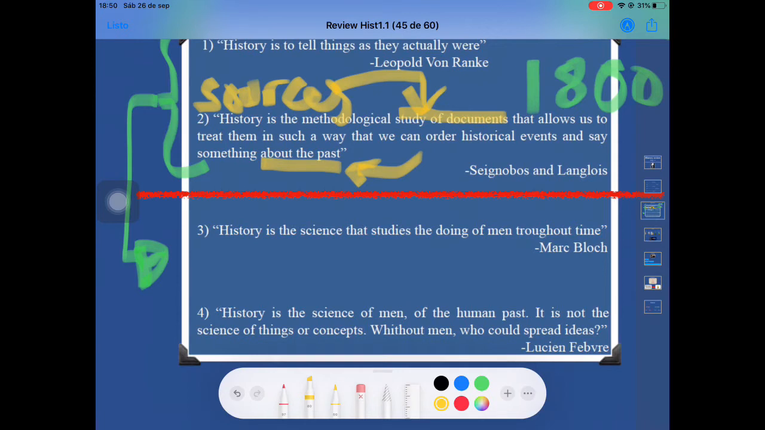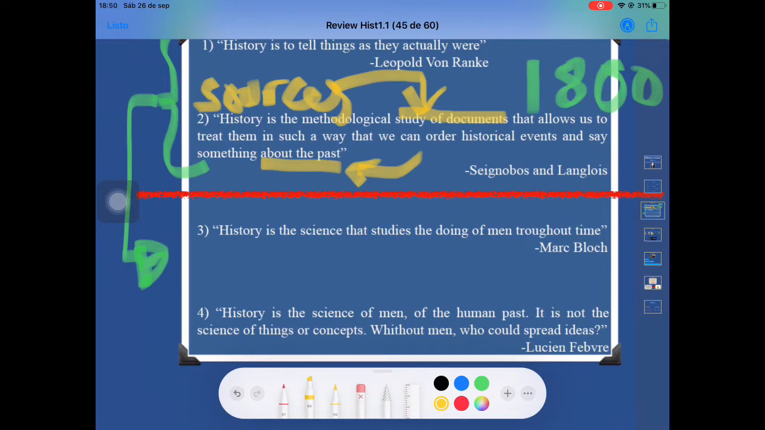Then we are going to come to the third definition, that is the definition that we are going to be using throughout this year, the definition from Marc Bloch. This is our definition, but you also need to be able to tell why it is the definition that we're going to use. Why is this the good definition and not the other ones? And that is because it has mainly three very important points in its favor.